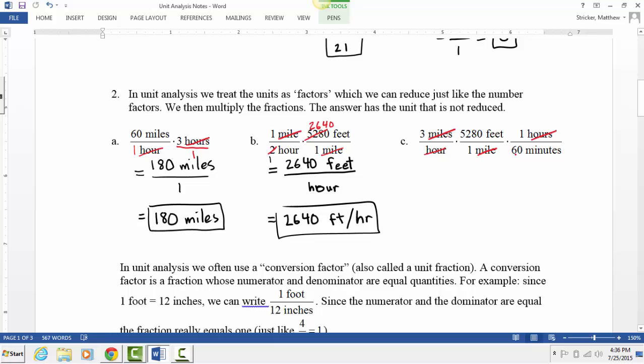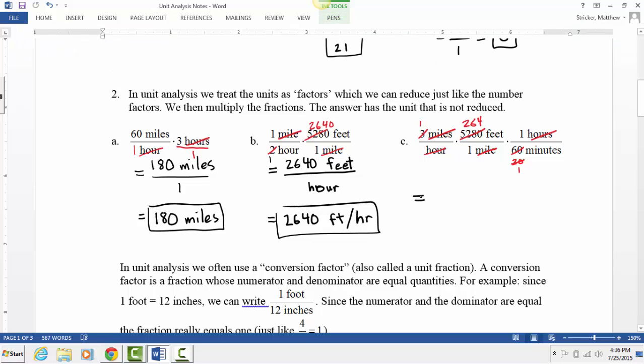3 does go into 60. How many times does 3 go into 60? 20 times. And 20 goes into 5,280 264 times. 20 goes into that 264 times, so this will reduce down to 1.